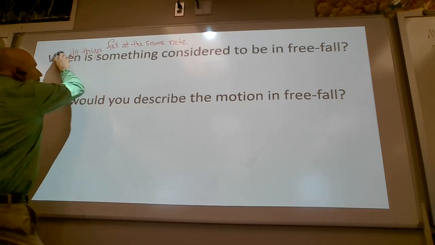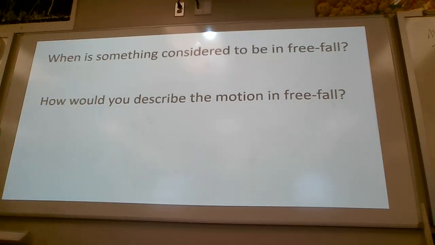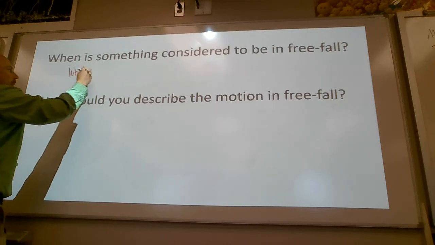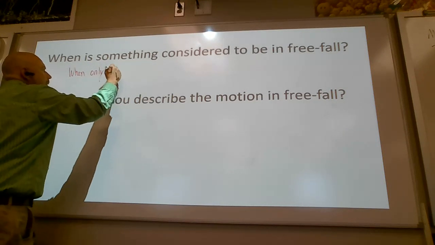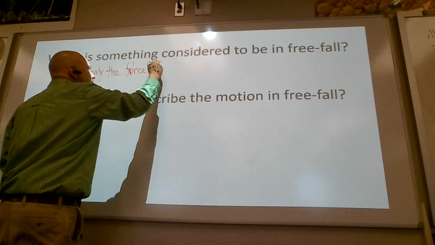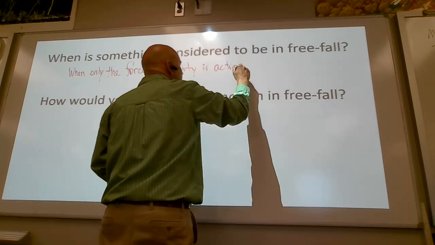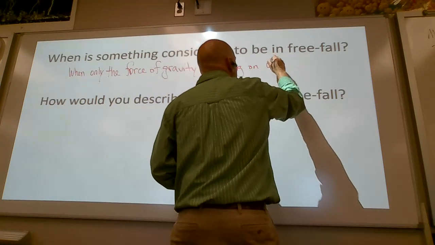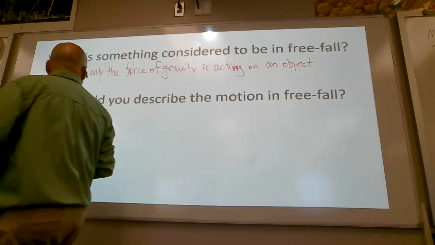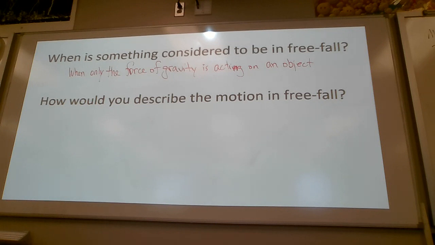So when is something considered to be in free fall? I'm going to suggest this. When only the force of gravity is acting on an object, we're going to consider that to be in free fall. You all right with that? Does that definition stand in real life, taking into account air resistance? Is anything ever actually in free fall? Oh, great question. Not on this planet.